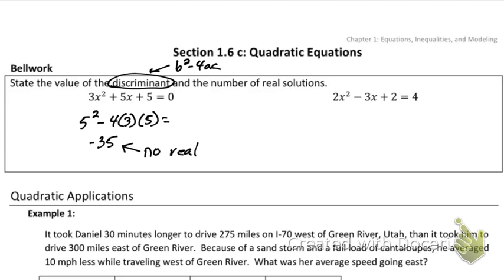Our second one, you cannot put it in the discriminant as is because you have to have a 0 on the other side. This has to be 0. To make it 0, I need to subtract 4 on both sides, which will give me 2x squared minus 3x minus 2 equals 0. My b squared would be negative 3 squared minus 4 times 2 times a negative 2.